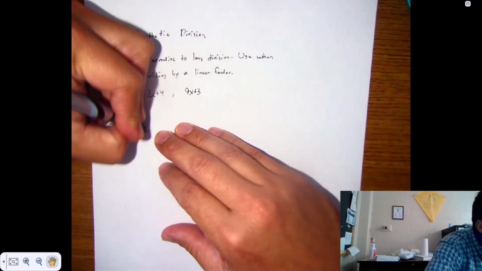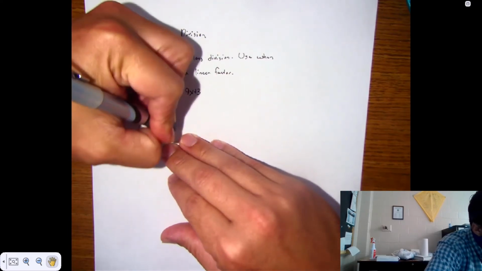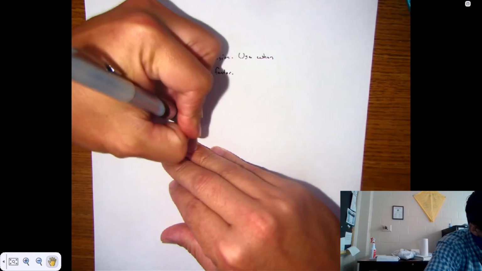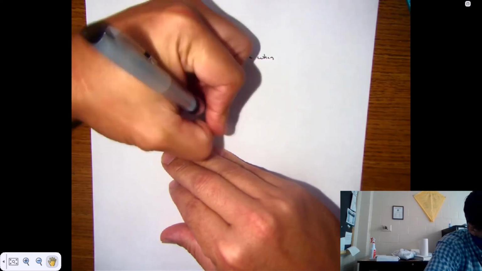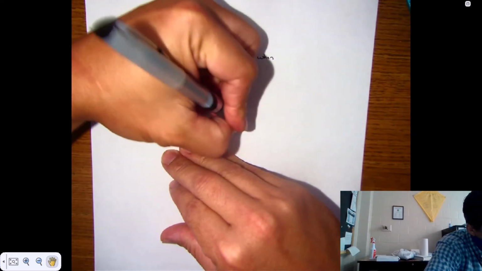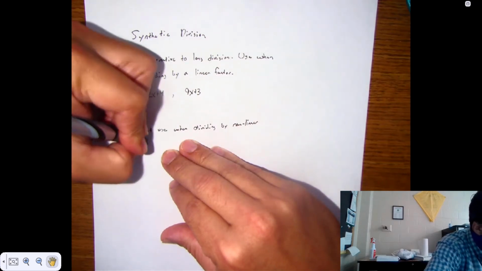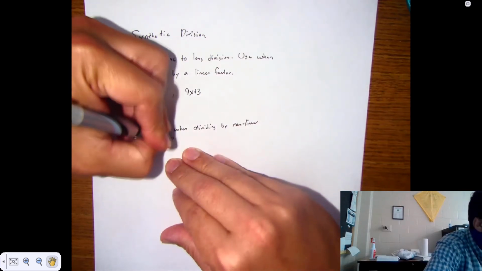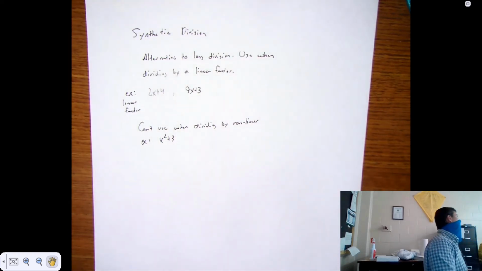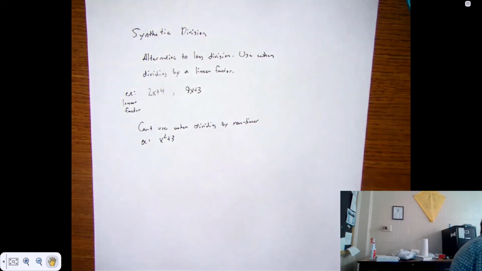So you can't use it when dividing by a nonlinear. An example of a nonlinear would be when you're dividing by something like x squared plus 3, because x squared plus 3 isn't linear. That's quadratic. But if you see a linear factor, you're allowed to do synthetic division.